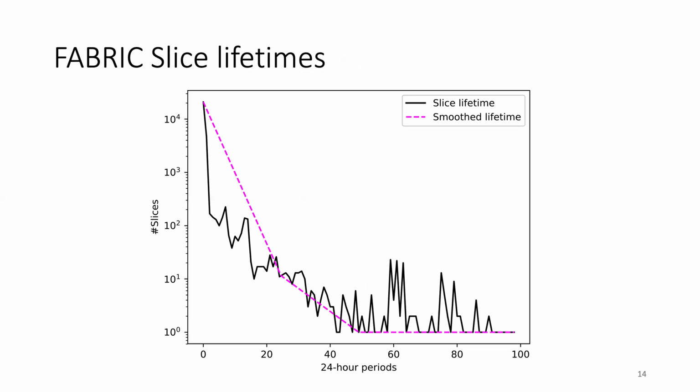So this answers that earlier question I mentioned: how long should we sample for? Something in the region of 12 to 24 hours would give us substantial overlap with a lot of slices. And on that subject, how many slices are typically running on Fabric at any one time?